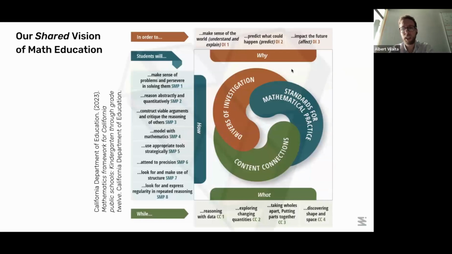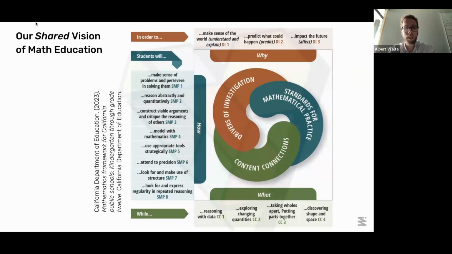Now, our shared vision. This is from the California framework, but I am sure that no matter where you come from or where you're reading this from, you will be pretty comfortable and aligned with this framework, maybe with different words, but at the end, this is how we understand math education in the 21st century.